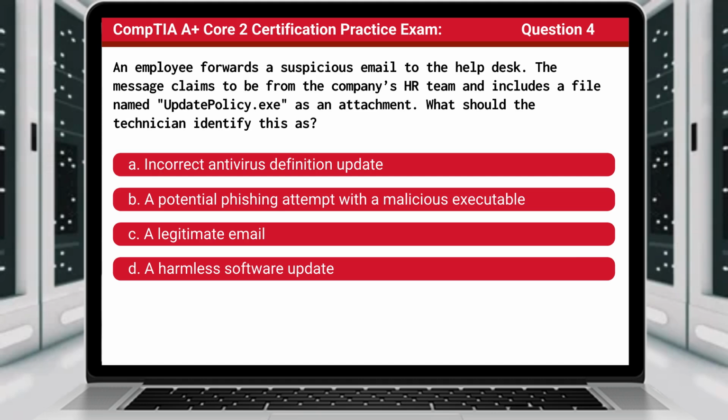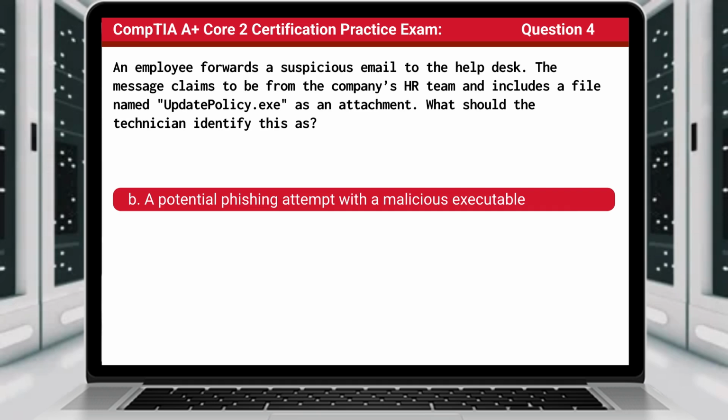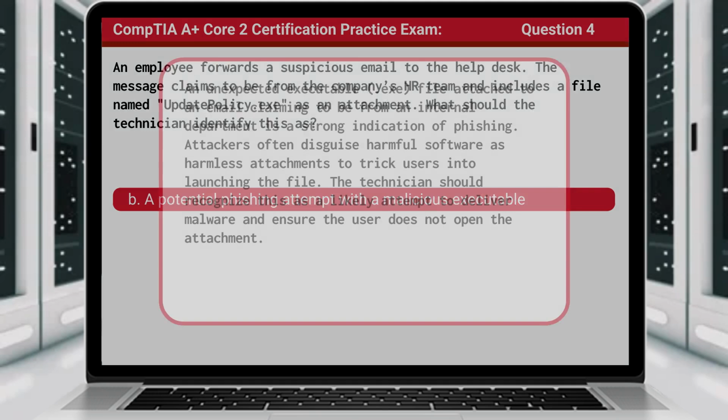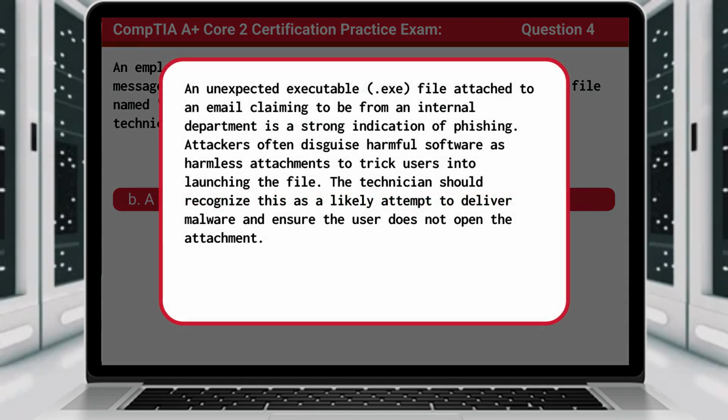The answer is B. A potential phishing attempt with a malicious executable. An unexpected executable file attached to an email claiming to be from an internal department is a strong indication of phishing. Attackers often disguise harmful software as harmless attachments to trick users into launching the file. The technician should recognize this as a likely attempt to deliver malware and ensure the user does not open the attachment.